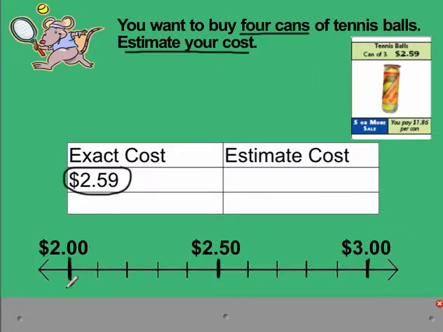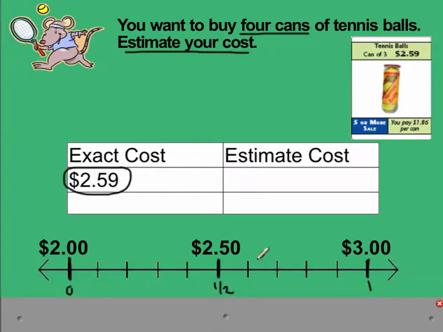You can think of this like going from the 0 to the 1 mark. Okay? $3 on the other end, notice the nice even zeros. And then my halfway point would be $2.50. This is going to help me round, all right?